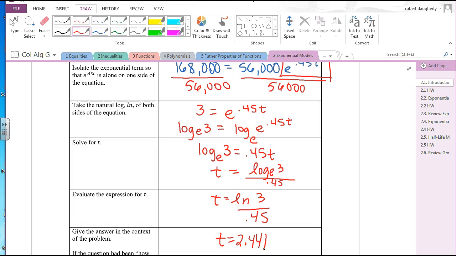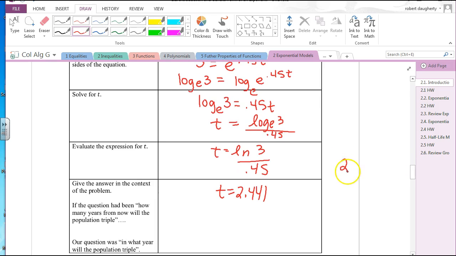What was the original question? In what year would the population triple? So will it triple in the year 2.441? No. What does 2.441 mean? It means how many years from now? So if I look at 2019 and I add 2.441, what year is that? 2021.441, what year is that?